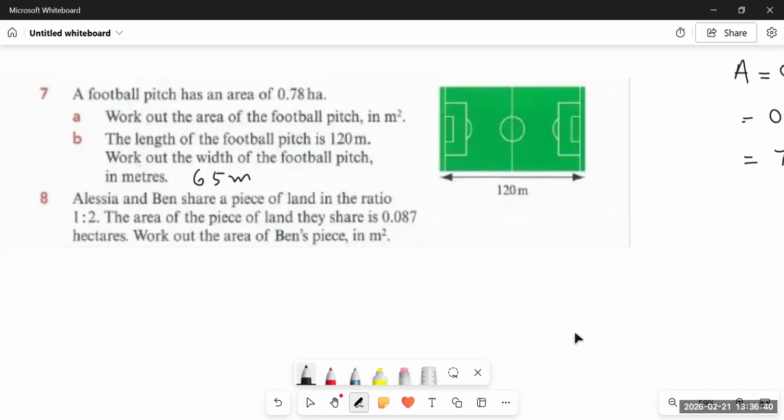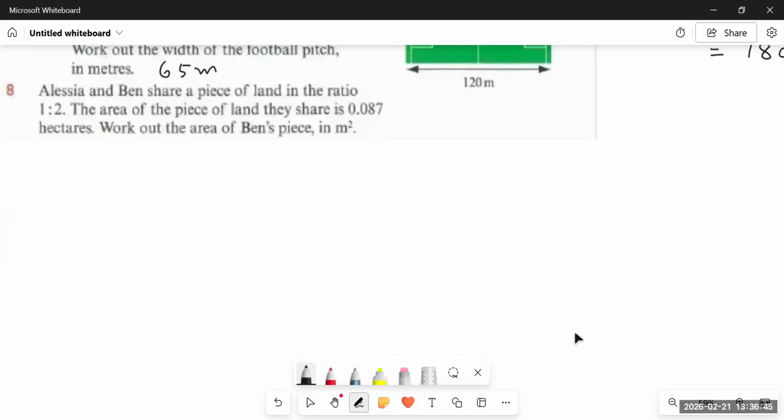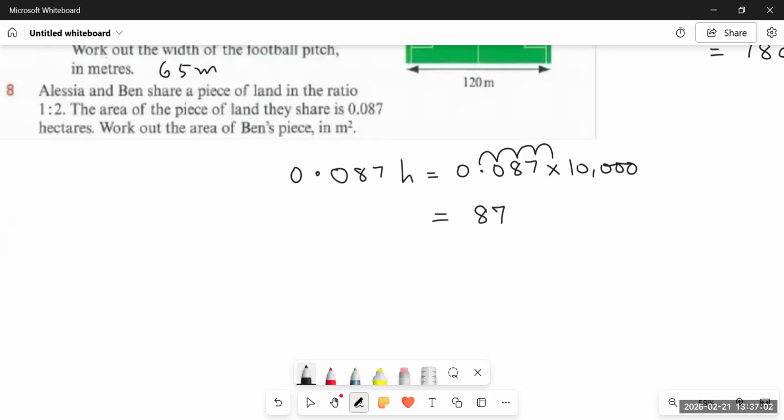So basically, what do we have to do? First of all, we have to convert 0.087 hectares into meter square. So it would be 0.087 multiplied by 10,000, which is 870 meter square. So we have to share 870 meter square in the ratio 1:2.